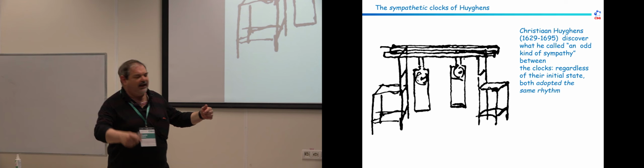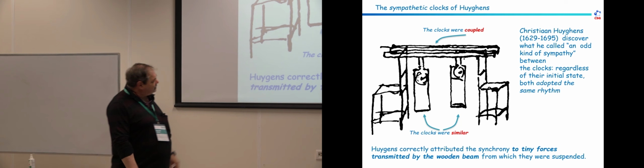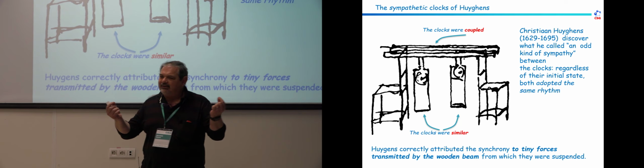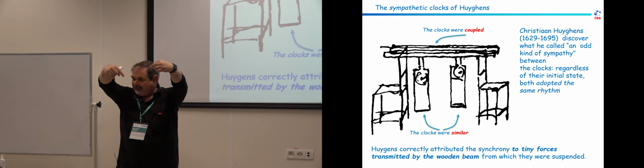So the clocks were similar. And Huygens understood that the fact that they were hanging at the same beam determined a tiny coupling between the two pendula, which then imposed a motion which was basically like this, so in antiphase. The two pendula were going like this.